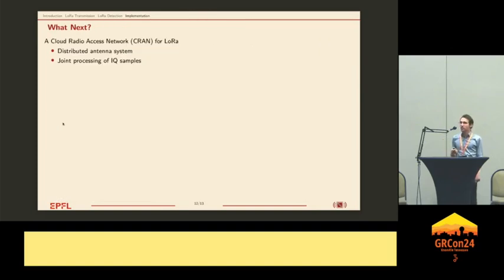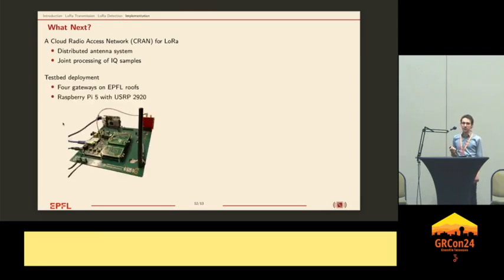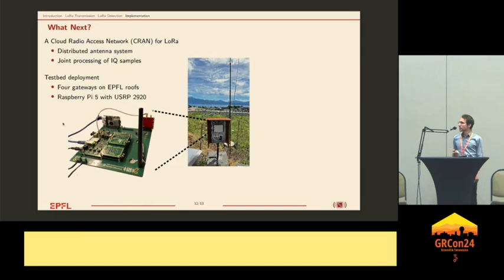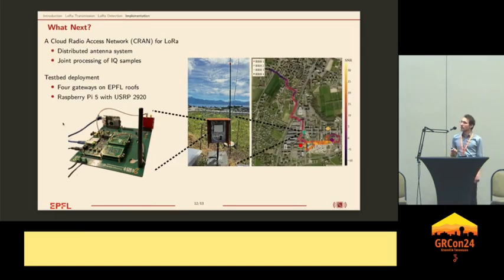Now we are working on what is next for our implementation. We are working on a centralized radio access network architecture, so having a distributed antenna array and then processing jointly the IQ samples received by the different locations. So we've built a prototype of a gateway that is based on USRP and a Raspberry Pi. We've put a few of them on the roofs of the campus at EPFL, and you can see here a plot of the received SNR based on the position of the transmitter.